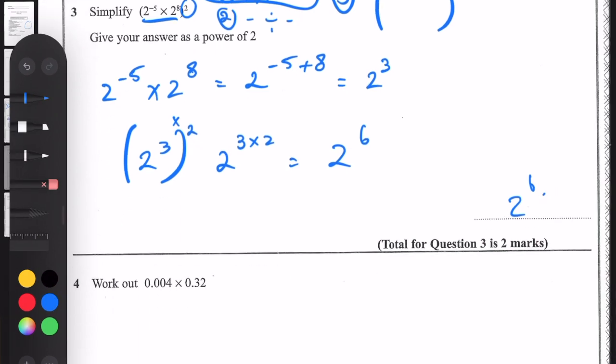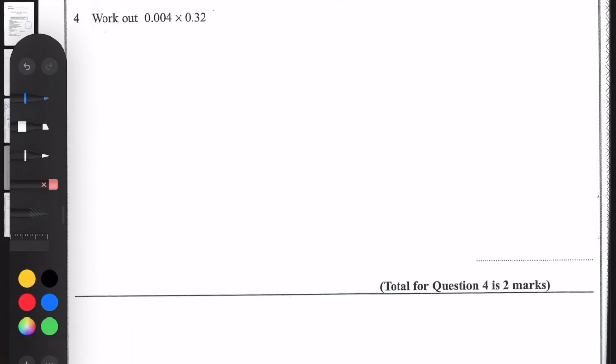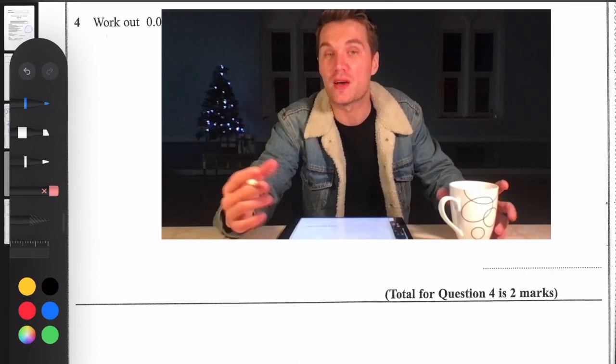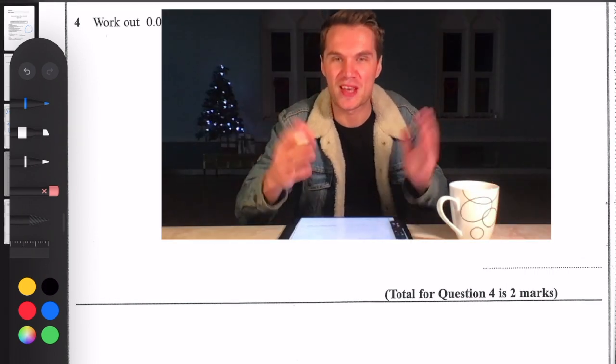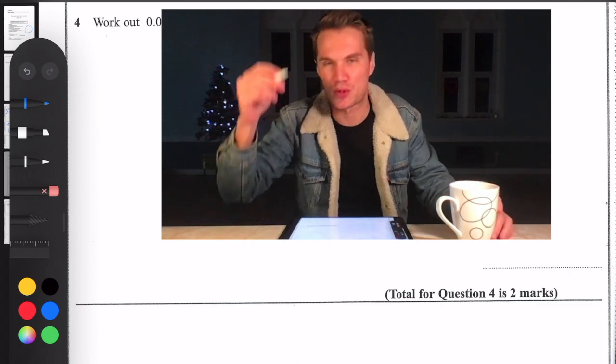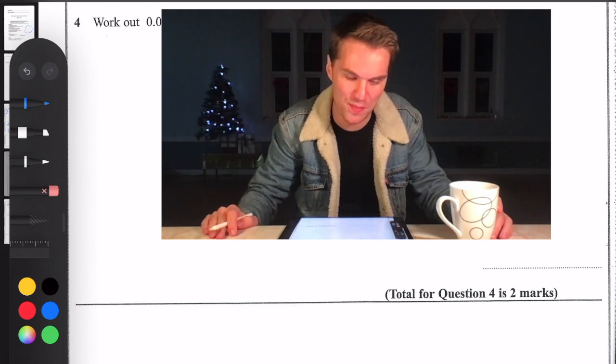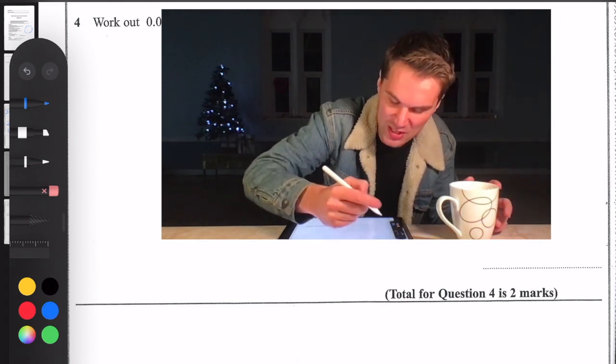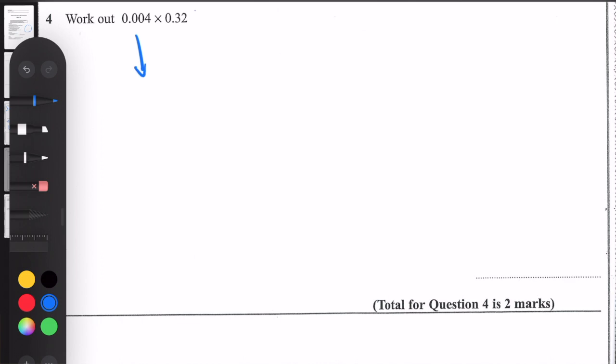So number 4, work out 0.04 times 0.32. Now for these ones, if you multiply horrible decimals in their columns, it's really easy to be maybe 10 times too small or 100 times too big. It's so difficult to keep track of where each number goes in the right column. So for these ones, I typically turn them into fractions first of all. So 0.04, if you count your columns, it goes units, tenths, hundredths, thousandths. So this is 4 over 1,000. And I'm going to times it by 0.32, and it goes units, tenths, hundredths, 32 over 100.